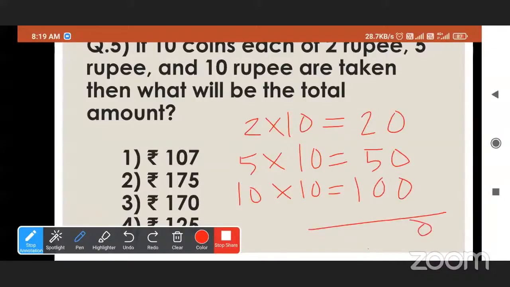0, 2 plus 5 is 7, and 1 as it is. So the total amount is 170 rupees. So the third option is right.